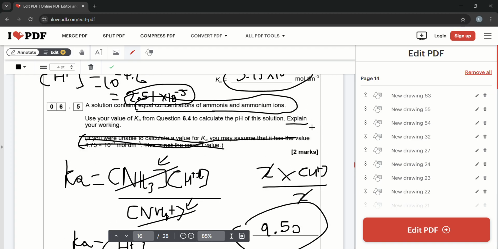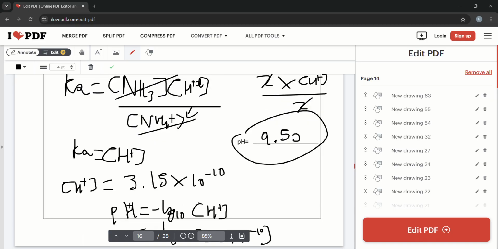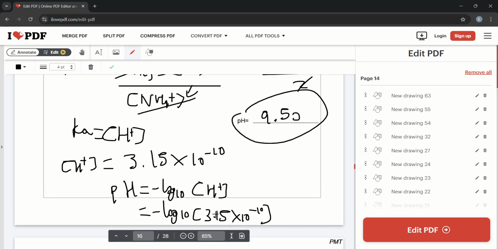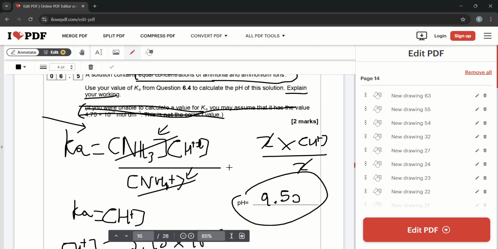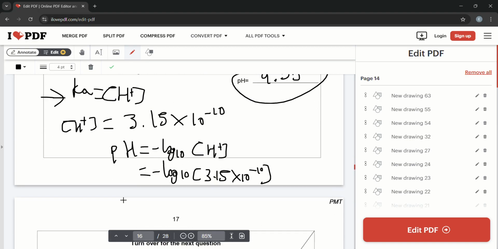It does say explain your working, but you know what to say. I would write: equal concentrations of ammonia and ammonium ion, therefore NH3 and NH4 plus cancel out. Ka is equal to H plus, therefore minus log Ka is equal to minus log H plus. Therefore pH equals minus log 10 of H plus, which is minus log 10 of 3.15 times 10 to the power minus 10, which gives me that. It would just be time consuming to write out the explanation, and I'm pretty sure you would know what to write. Just show the cancelling, then show the substitution and explain why. And that is the end of question 6.